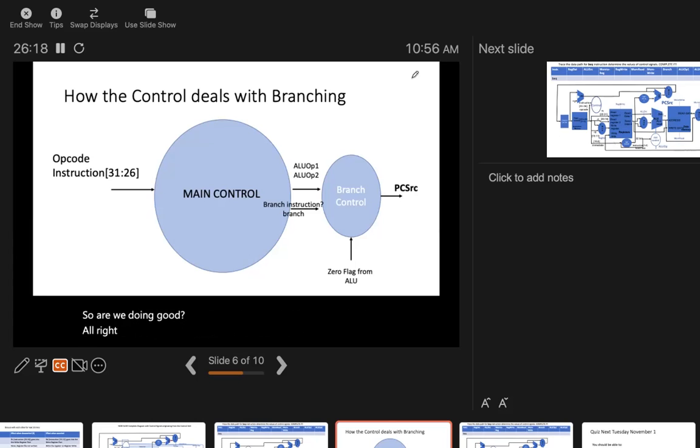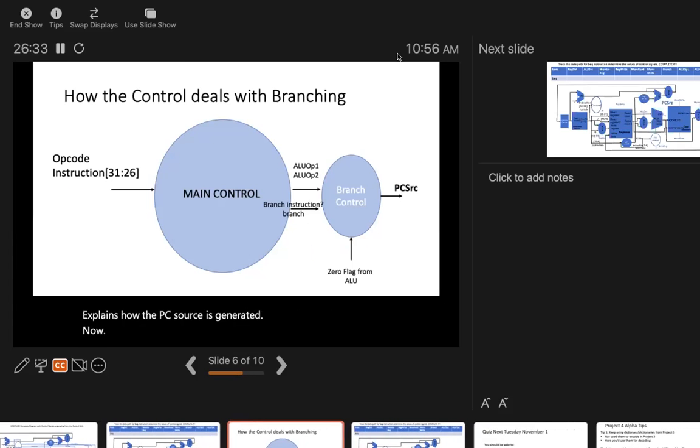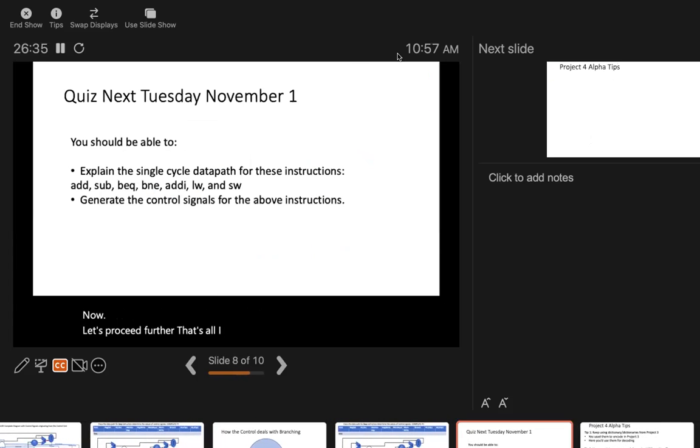So we can have a separate discussion on the side if some things do not make sense in this slide. But this slide explains how the PC source is generated. Okay. Now, let's proceed further. That's all I wanted to cover lecture-wise.